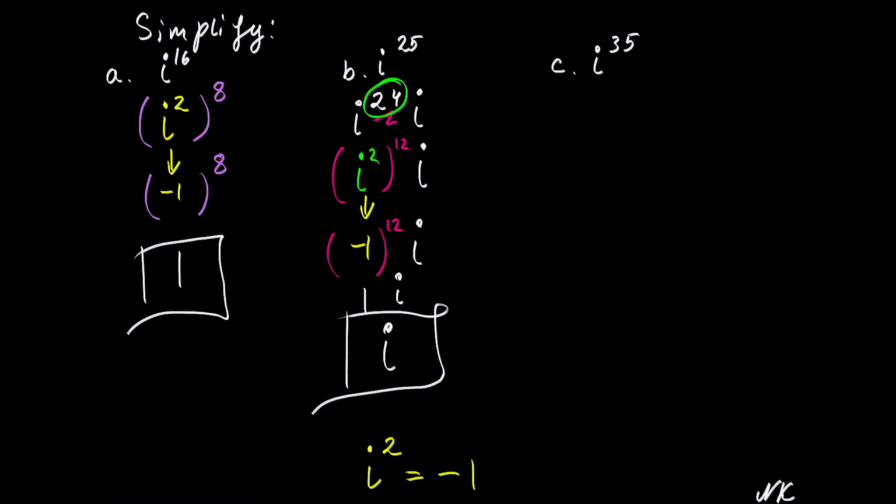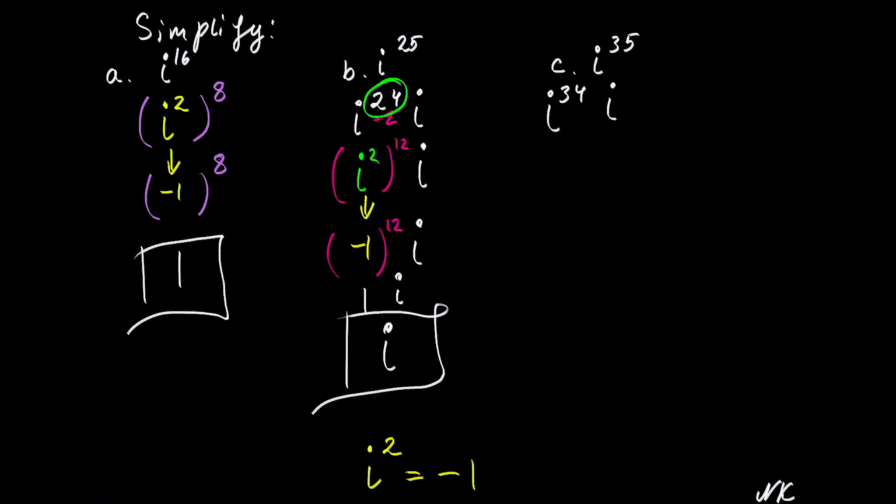In example C we have i raised to the 35th power. Since we cannot factor out a power of 2 from 35, because 35 cannot be evenly divided by 2, let's rewrite this power as i to the 34th times 1 more i.